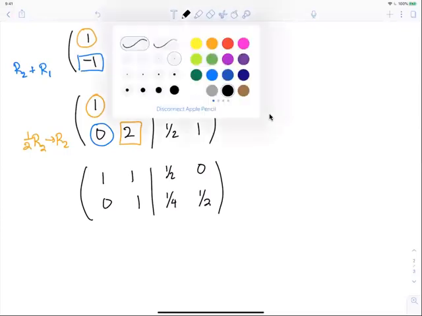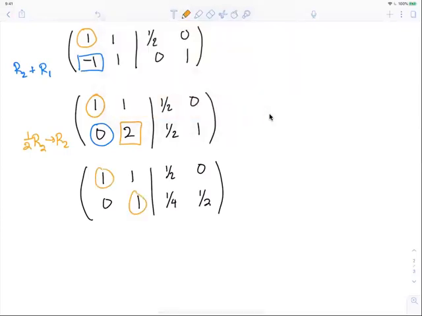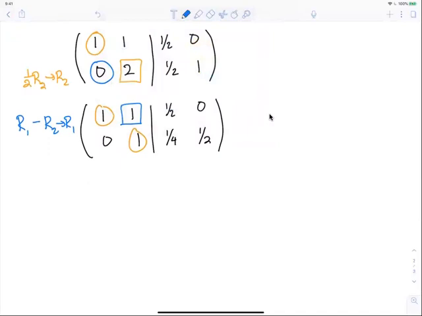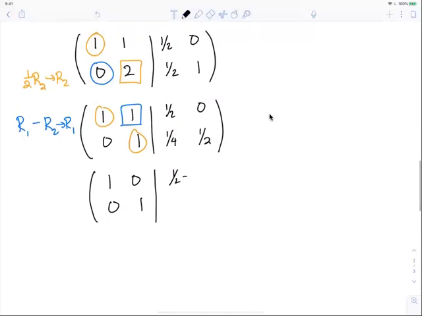And finally, the only thing that's left is the pesky 1 above there. So how do we get that? We're going to get that by taking row 1 and subtracting row 2, putting that into row 1. So let's be a little more delicate here. This is really 1/2 minus 1/4, 0 minus 1/2.